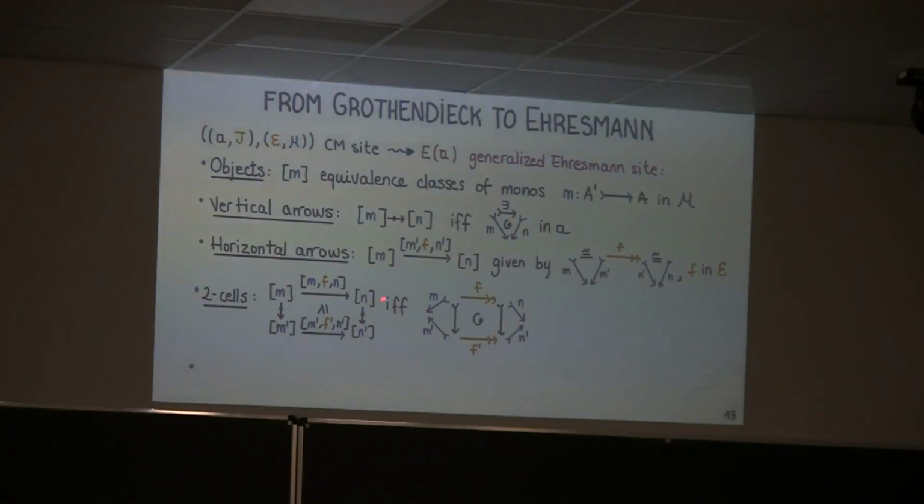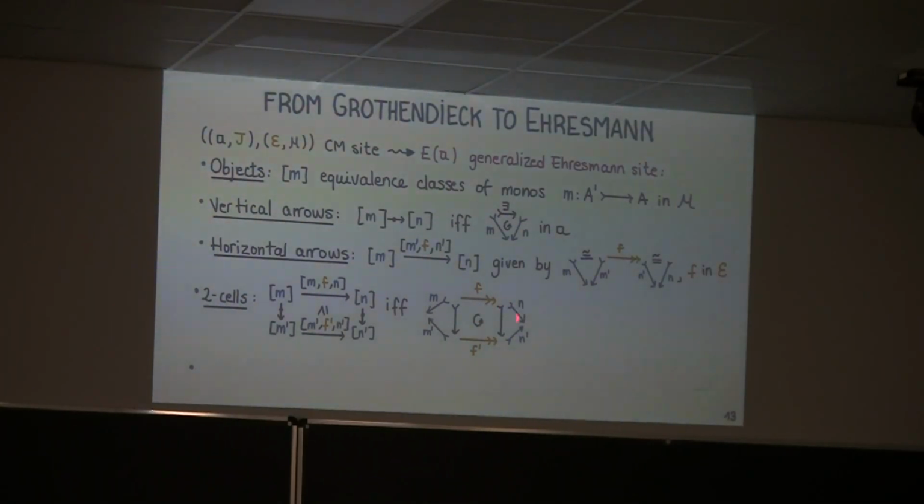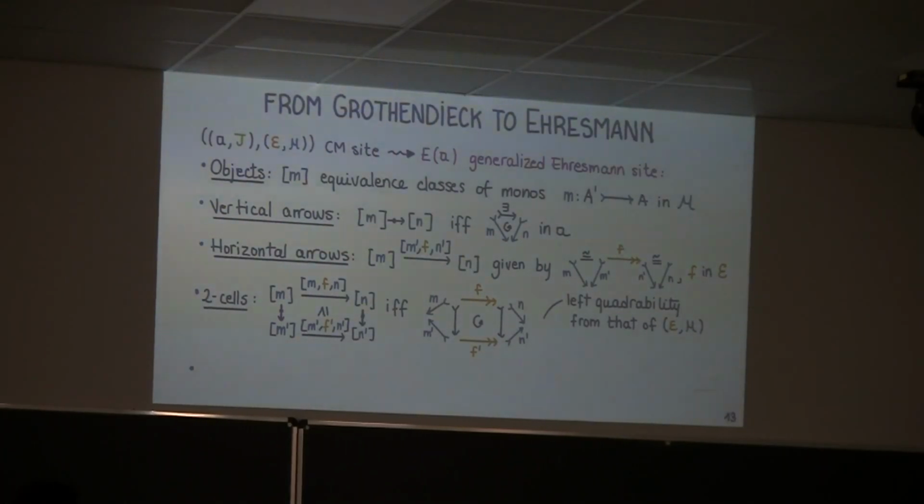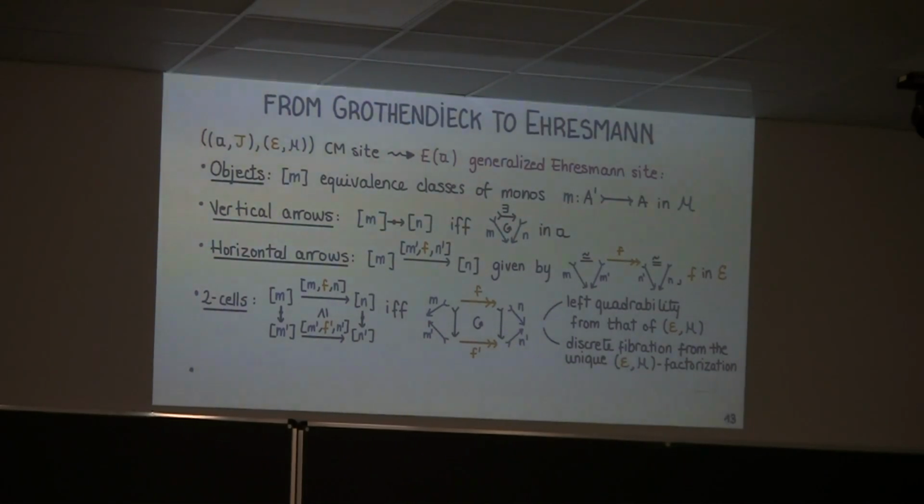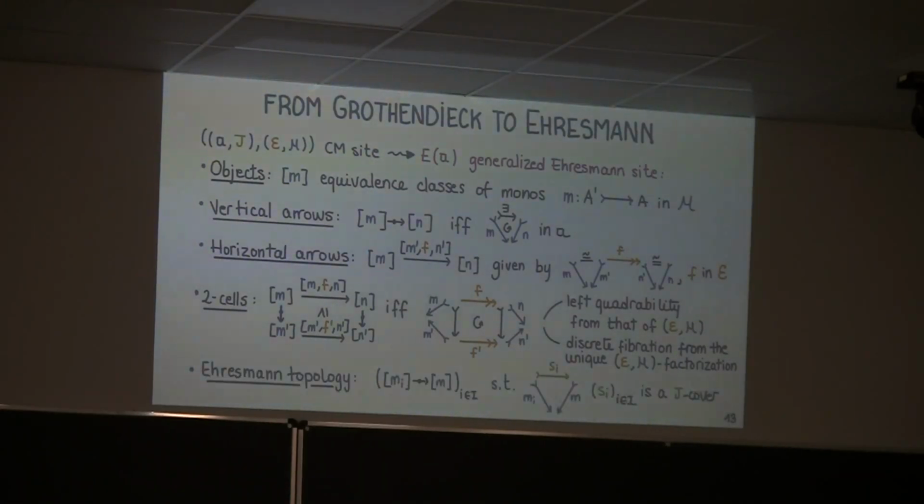And this is the right arrow here, and this has to commute. And for the left cancellativity, we obtain it from the one from our orthogonal factorization system, and the discrete fibration comes from the fact that our factorization is unique up to isomorphism. And we put the topology on it.